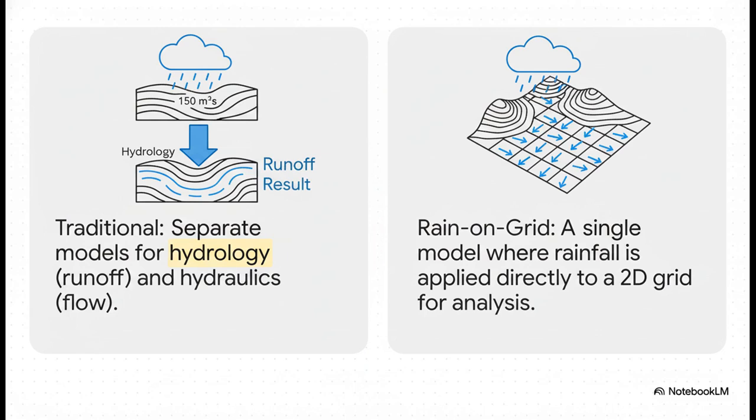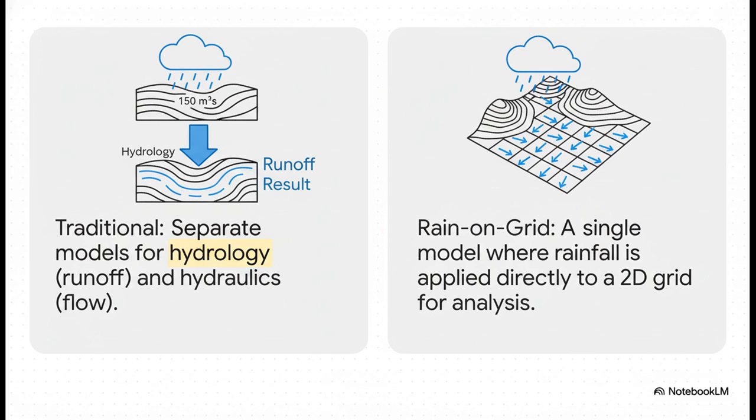On the left, you've got the classic traditional method. First, you run a hydrology model. Its whole job is to figure out how much water is going to run off the land. Then you take that result, the hydrograph, and you hand it off to a totally separate hydraulics model to figure out where that water is going to go. It's like a relay race.